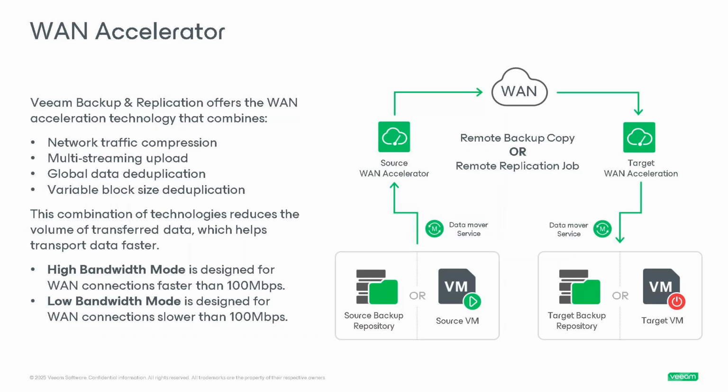So depending on what your uplink is at the source site, depending on what the number is, you would choose the mode based on that. So VBR offers the WAN accelerator, which combines the things that we just discussed, basically before the data transfers over the wire. So again, this is for backup copy jobs or replication jobs that are going over the internet.